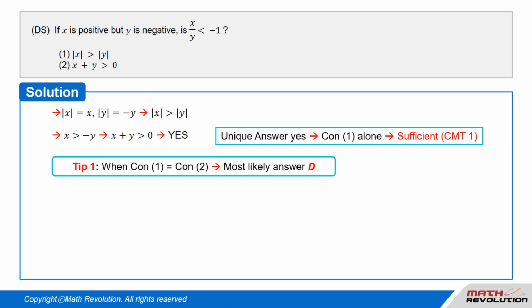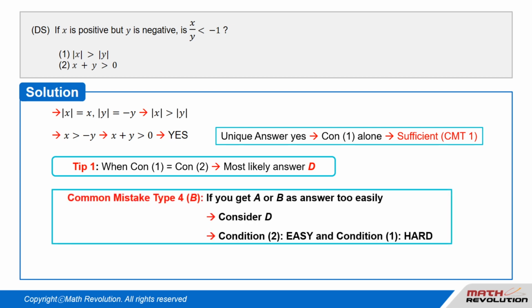Also, according to tip 1, it is about 95% likely that D would be the answer when the value of condition 1 is equal to the value of condition 2, that is, condition 1 equals condition 2. By the common mistake type for B, when A or B is too easily reached as an answer, then you have to consider D as an answer. So, when condition 2 is easy and condition 1 is hard, the answer is usually D.